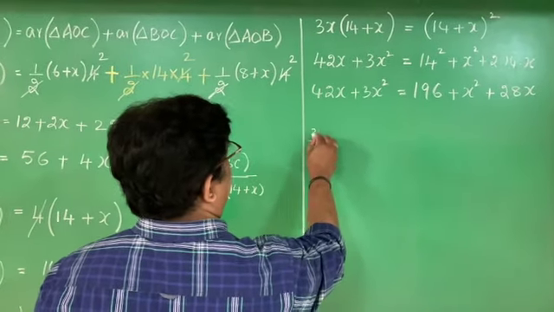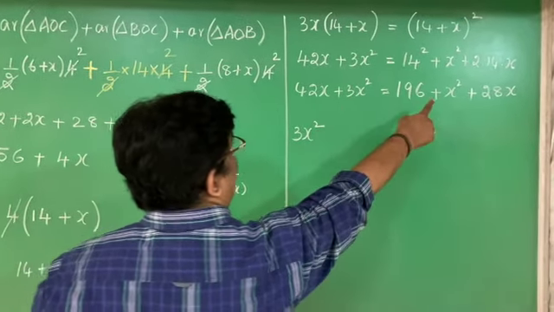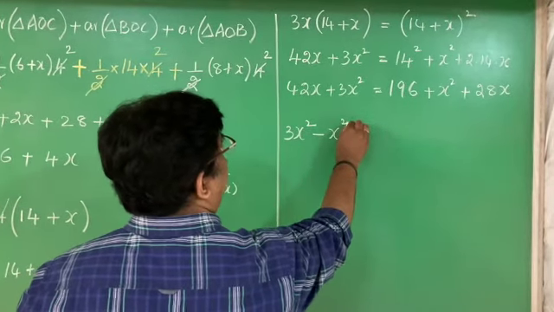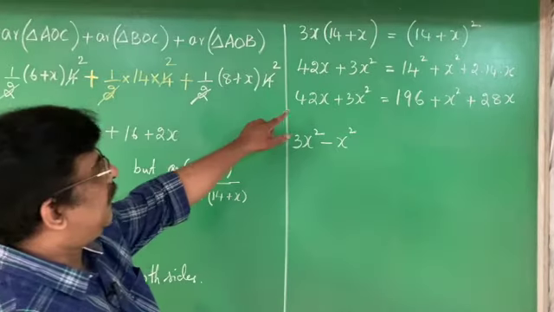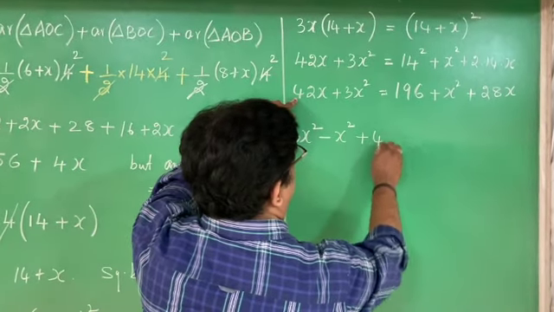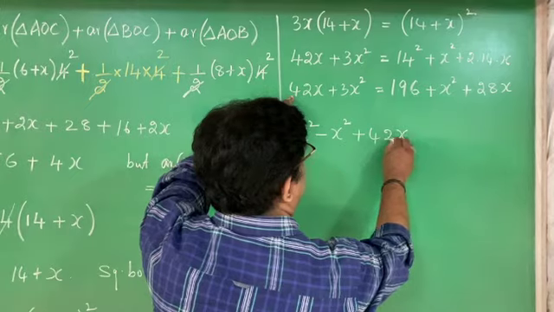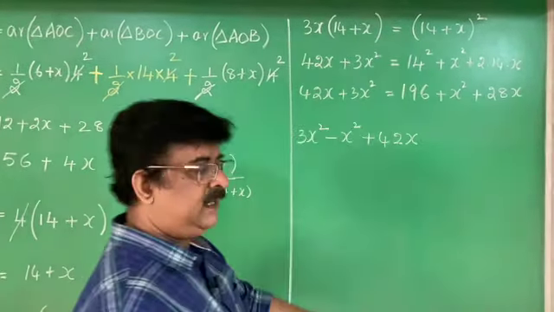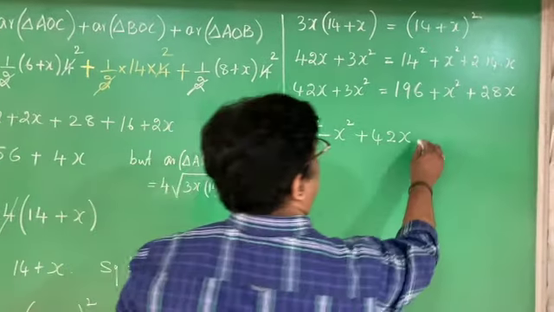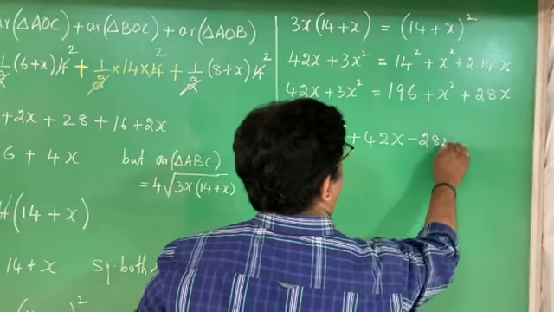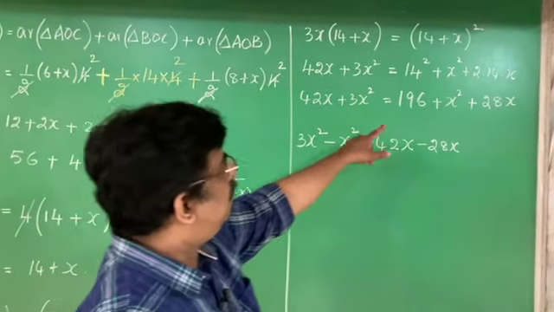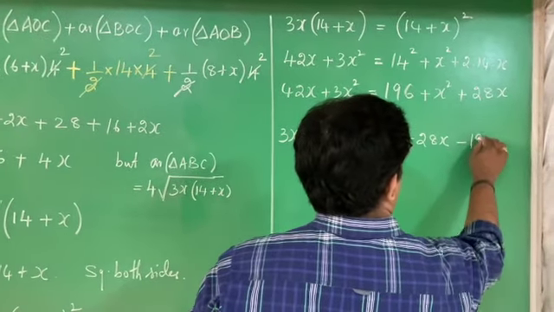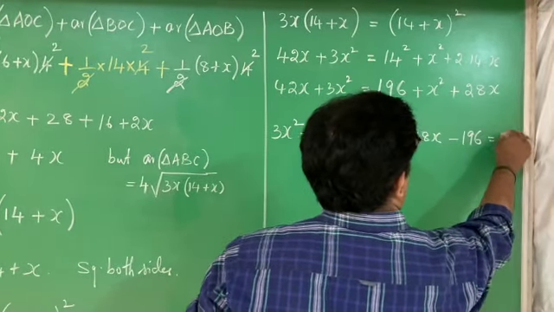First, the x square is on this side. I transfer it to this side. It becomes minus x square. Then 42x is there. After x square, come to the linear term, that is x. 42x is there. Here, 28x. Transfer 28x to this side. Minus 28x. And then left with the number, that is 196. If transferred to this side, it becomes minus 196 is equal to 0.